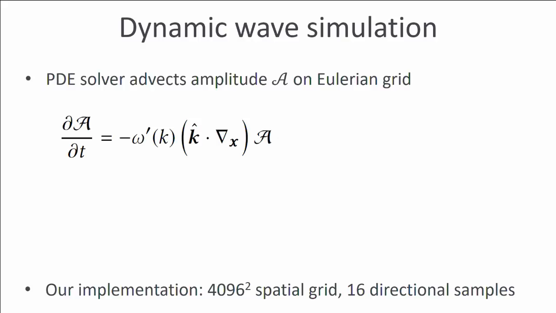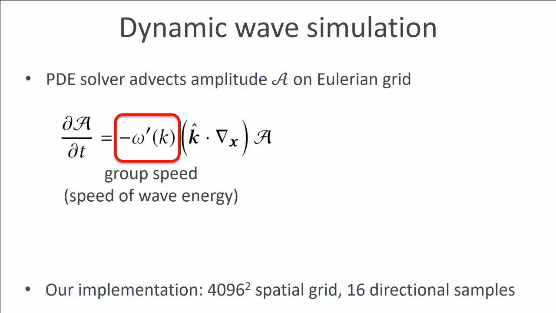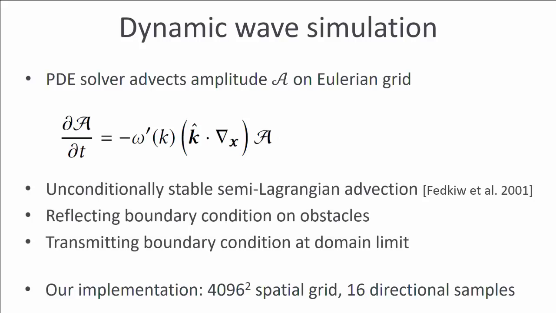During this advection, essentially what happens is that the amplitudes just get transported with group speed, which is exactly the speed of wave energy. This is a nice theoretical result that we derive in the paper. In practice, we solve this transport equation with a common unconditionally stable semi-Lagrangian advection from previous work. We also add reflecting boundary conditions for obstacles and transmitting boundary conditions at the domain limits. Again, working at the same resolution as before.